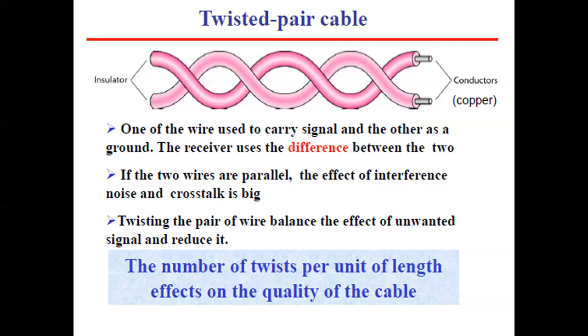If the two wires are parallel, the effect of interference, noise, and crosstalk is big. So if the wires are not twisted, then of course there is more noise and more crosstalk. Twisting the pair of wires balances the effect of unwanted signals like crosstalk and noise, and reduces it. The number of twists per length affects the quality of the cable. So there are already standards made, the CIAE.